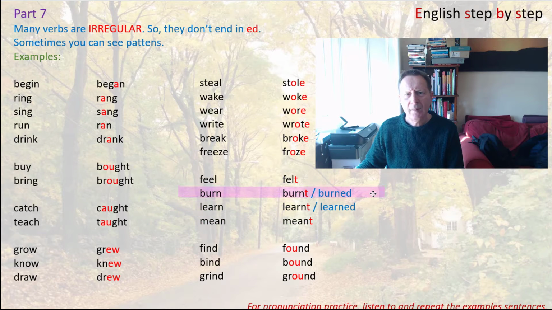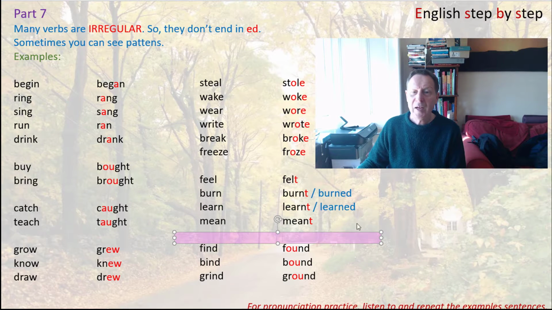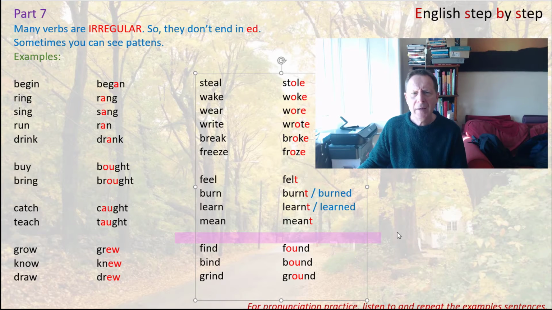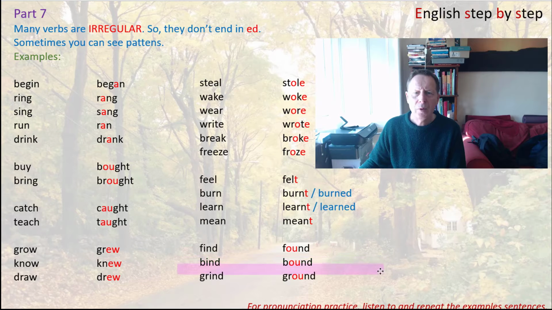Now you can see for some of them, burn and learn, you could also say burned or learned for the ending. So there are two forms and they're both correct. The next pattern has the ow sound in the past tense form. Find, found, bind, bound, grind, ground.